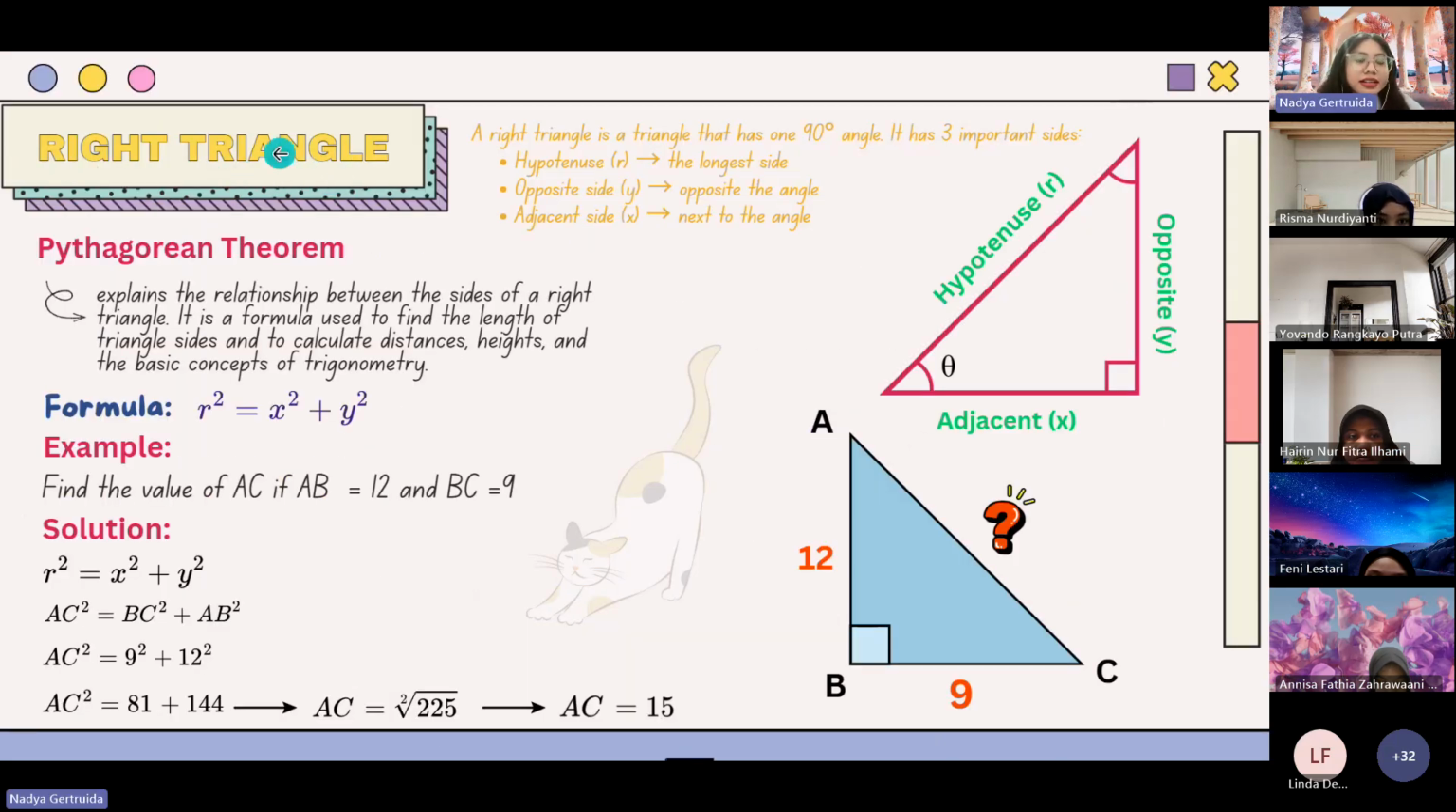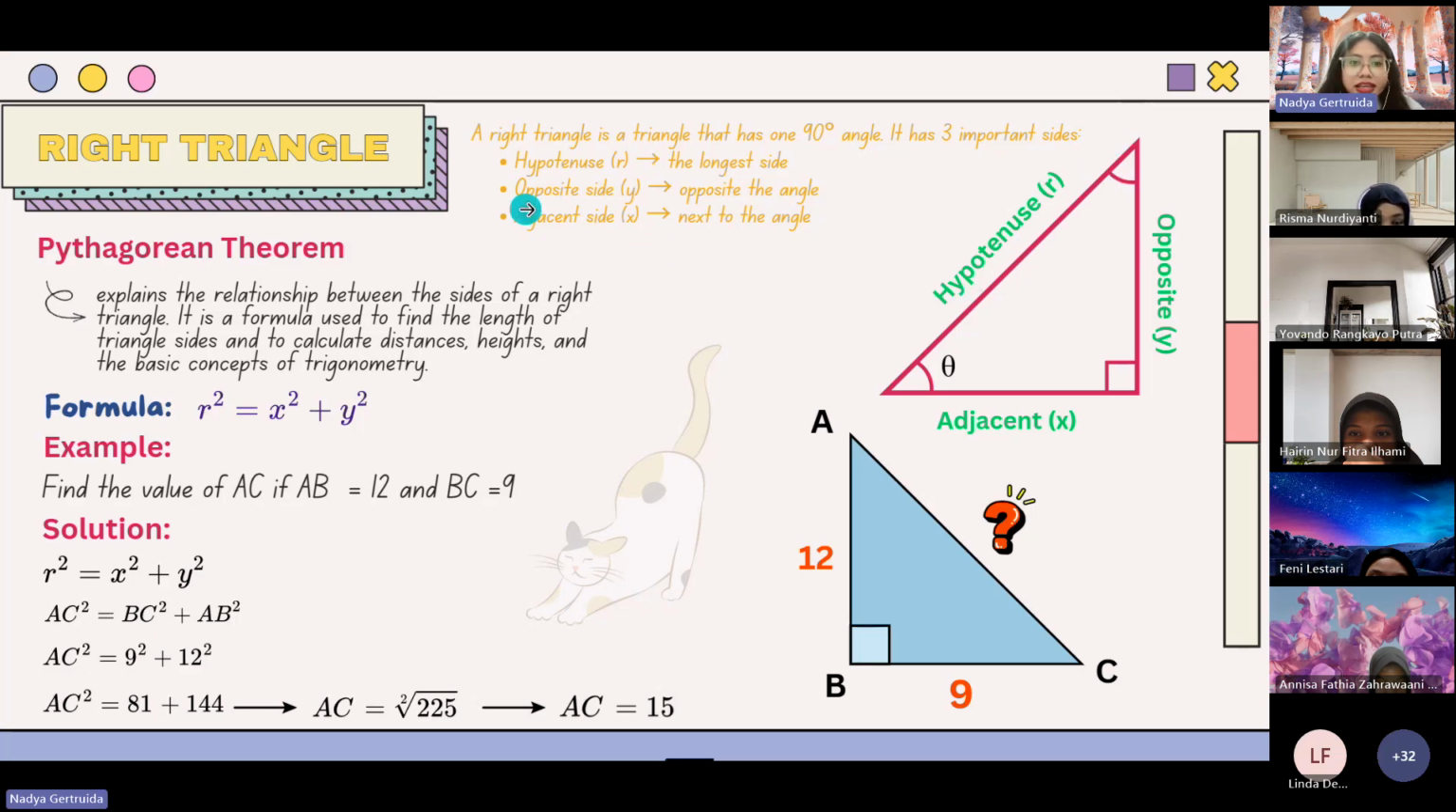Then we move to the right triangle. A right triangle is a triangle that has one 90 degree angle. It has three important sides. The first one is called the hypotenuse, symbolized by R. The hypotenuse is the longest side. As you can see in this triangle, this is the hypotenuse.